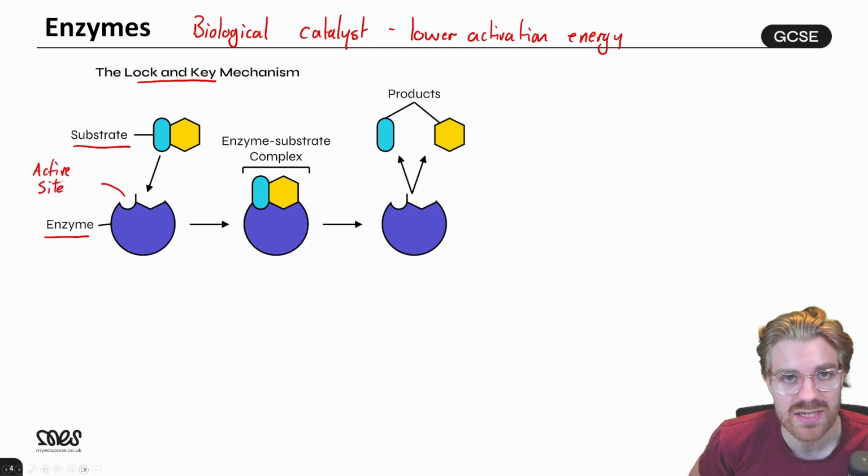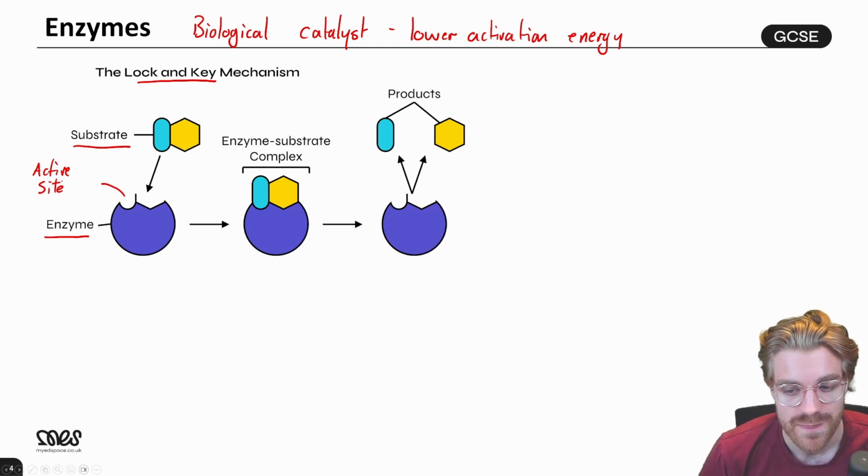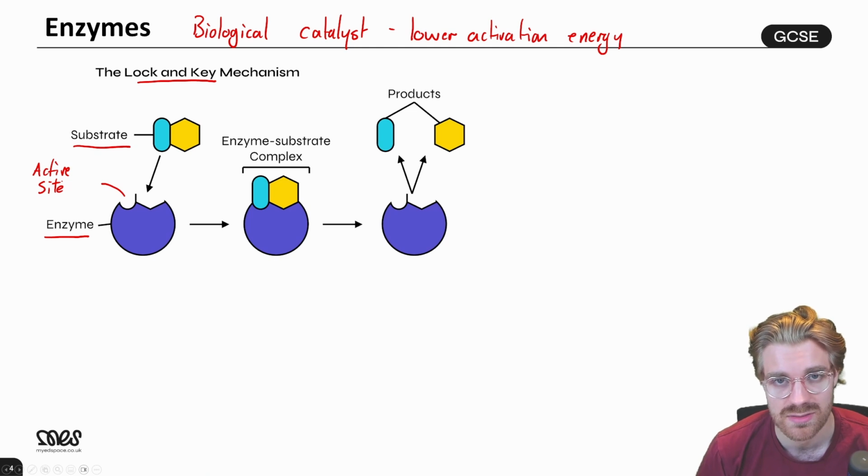Now, the active site of the enzyme, we would say, is complementary to the shape of the substrate. They're not exactly the same, but they match each other, a little bit like jigsaw pieces. And this active site is specific to only one substrate. So, for example, our enzyme amylase will have an active site that is complementary to starch. It won't have an active site that's complementary to anything else. Amylase cannot break down other substances.